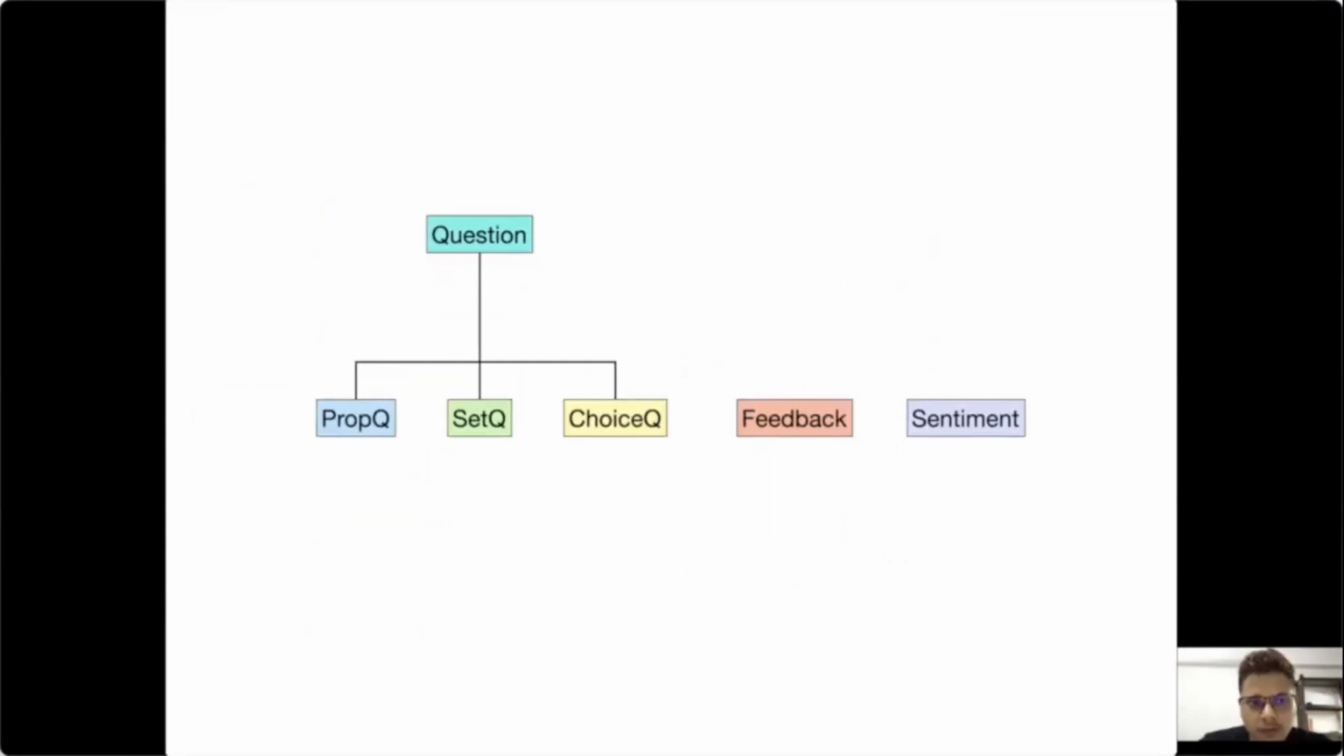In the paper, we also look beyond questions and go into more fine-tuned question types like prop Q, set Q, choice Q. And also, aside from questions, we look into domain acts like feedback, like providing a feedback response, and also sentiment control in the response.